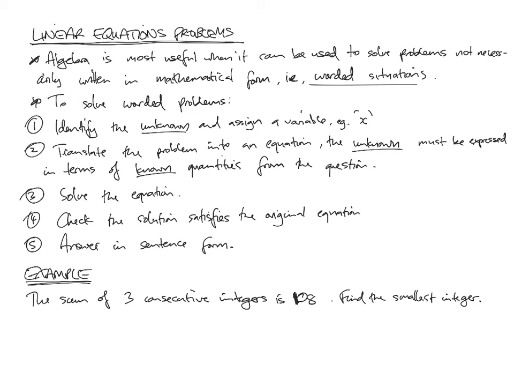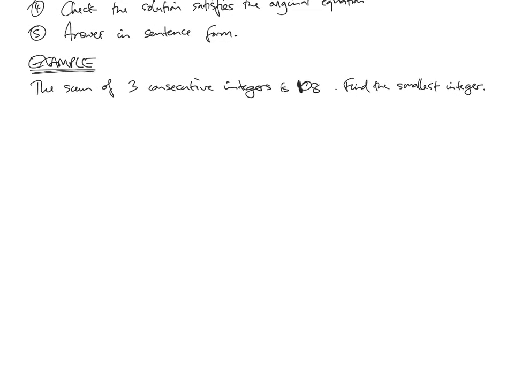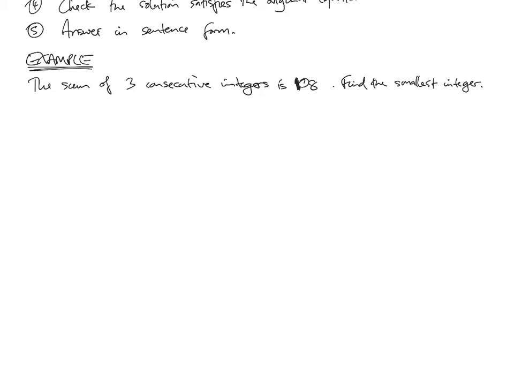So to solve worded problems, 1. Identify the unknown that you want to find and assign it a variable. Pretty much x is fine. 2. Translate the problem into an equation. The unknown has to be expressed in terms of the things that you do know from the question situation. This is the hardest part of this. So following along with the example is going to try and help you most with part 2. Then step 3 is to solve the equation. We've practiced that with mathematical problems written out already. 4. Check the solution. And 5. Answer in sentence form.